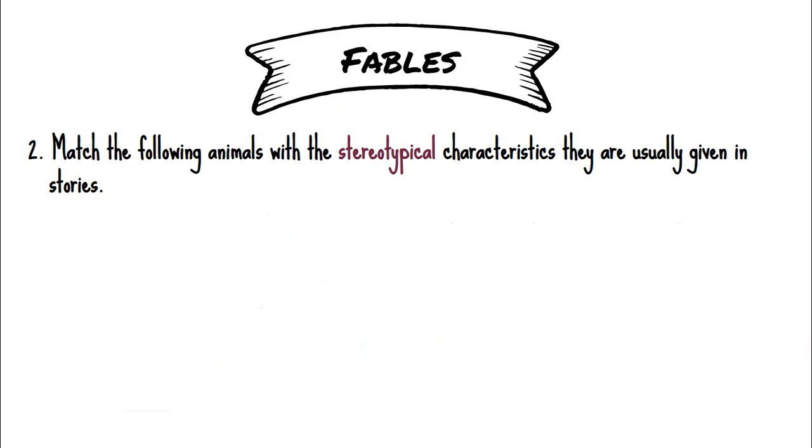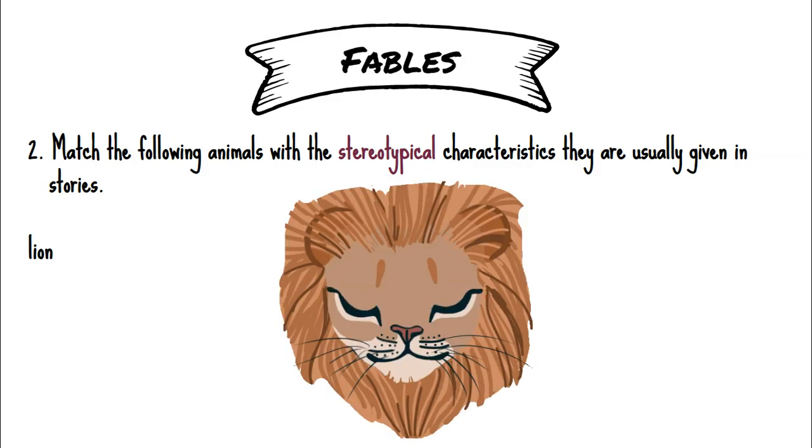Number 2, it says match the following animals with the stereotypical characteristics they are usually given in stories. There's a little table in your book, and if you want to draw the table as it is and draw arrows to match one to the other, you can. If you want to just write the names of the animals on the left and then write the correct qualities or characteristics next to them, that's fine. Let's quickly have a look.